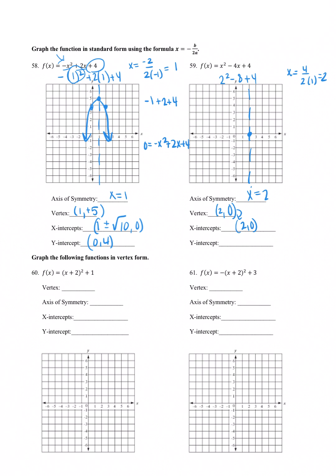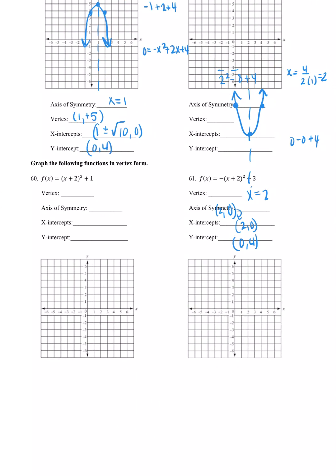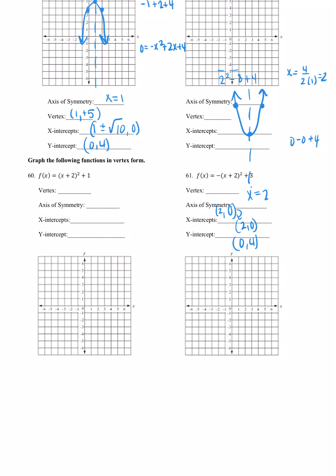And my y-intercept, when I let the x's equal 0, is 0 minus 0 plus 4. So I get 0 comma 4. And 0, 4 is right here. Reflecting on the other side is right here. And that's my answer. On the next one, we have vertex form.